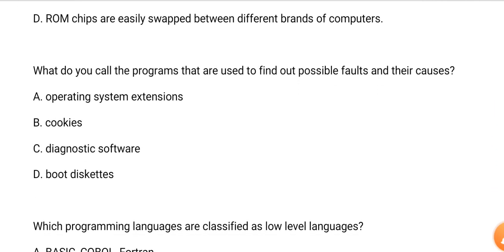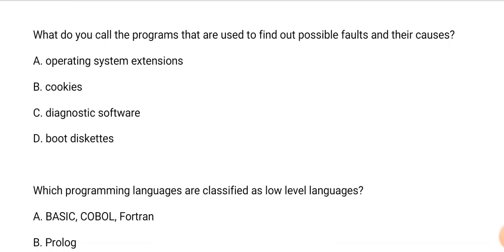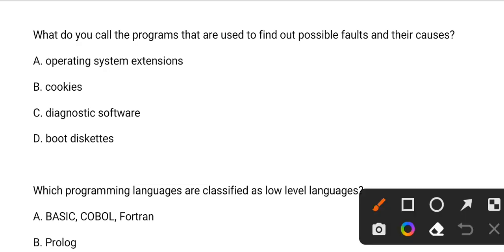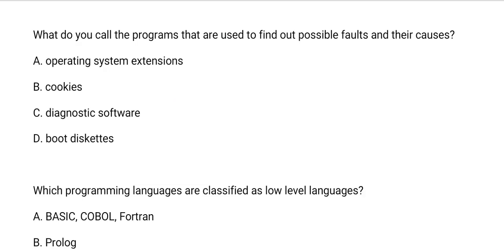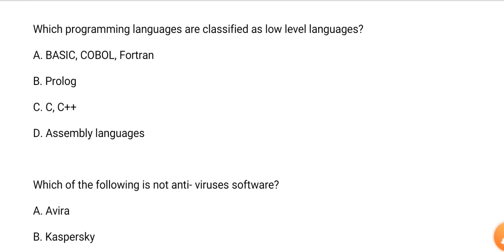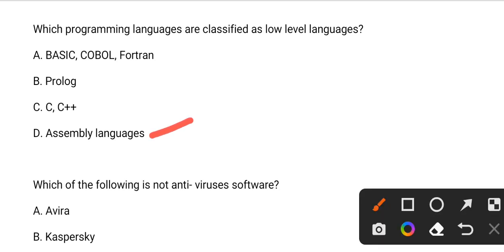Next question, what do you call the program that is used to find out possible faults and their causes? Its answer is option C, diagnostic causes. Next question, which programming languages are classified as low level languages? Its answer is option D, assembly languages.